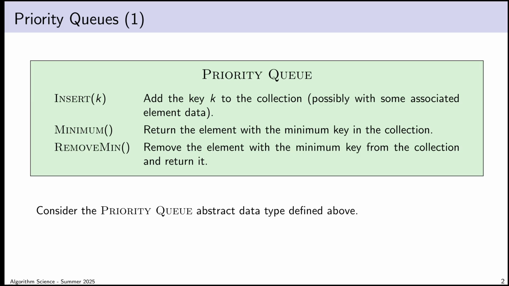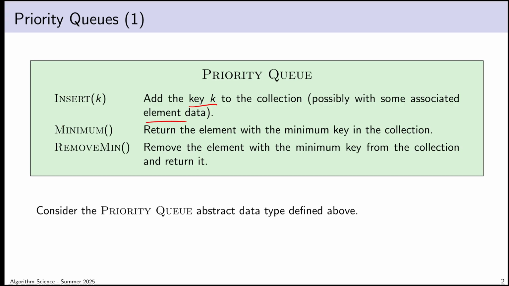But first, I want to talk about an abstract data type called priority queue. And a priority queue has 3 operations. So ultimately, a priority queue stores a collection of elements. Now, there's some nuance to that. You'll notice I use the term key and I use the term element. I'll expand on that in a minute.